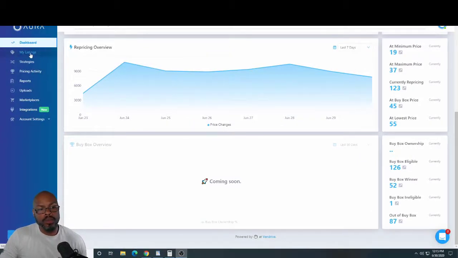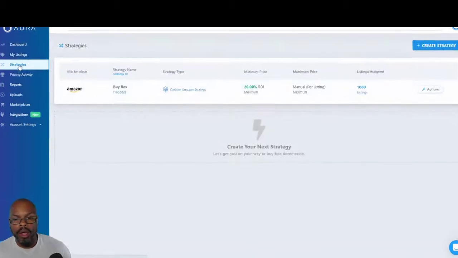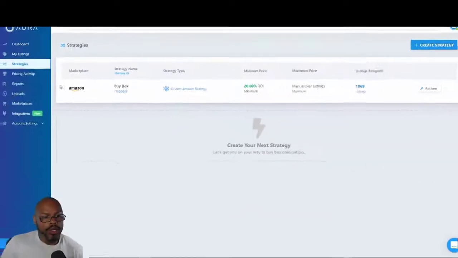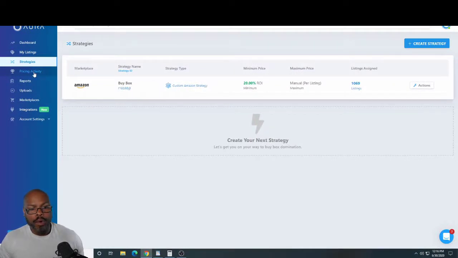Then this one will show all of your listings. This one talks about your strategies. Now remember, I named my strategy buy box, but I could have more strategies out here. So here you can see the marketplace. Like I said, it's Amazon. This is the return on investment. And then you have the number of listings that are assigned. Okay. Then you can actually look at the pricing activity.